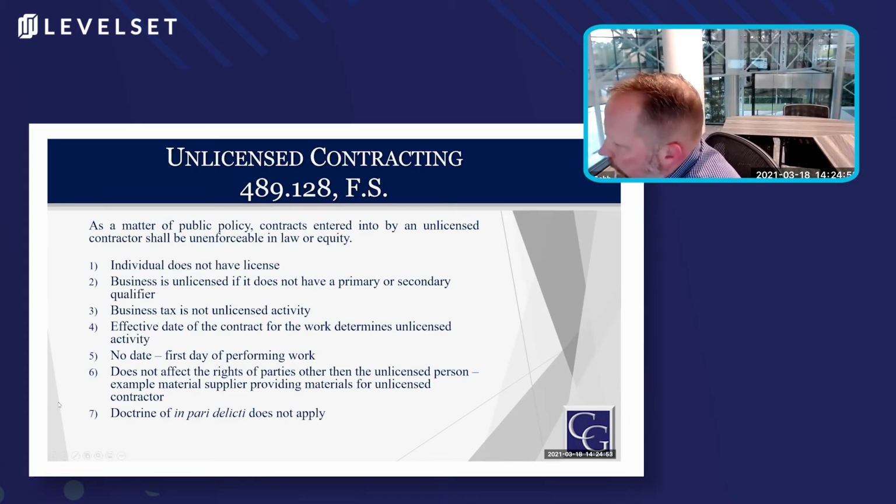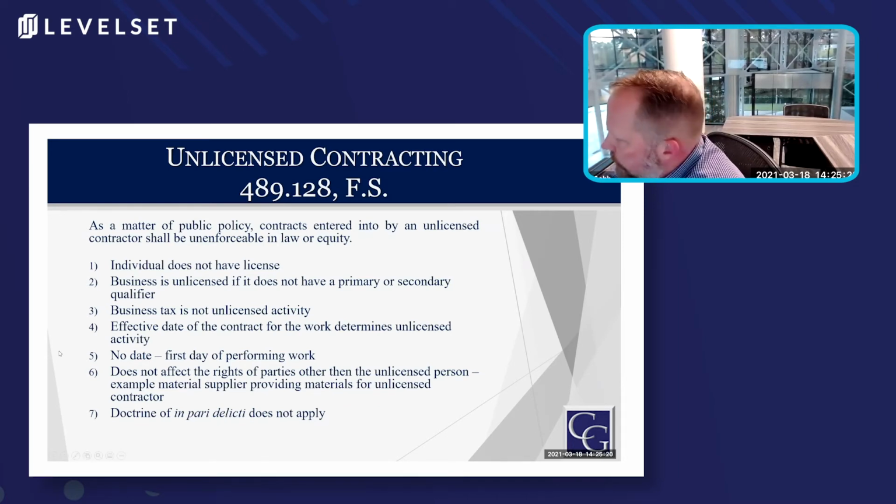And you might want to know, what date is this analysis? Because I've got all this work that I need to get going, and I've got contracts lining up, and people are calling me, and I need to get my license. Well, the effective date for licensure or unlicensure is determined on the date of the contract. If there is no contract, it's the date of first performing the work. And so those are the effective dates.